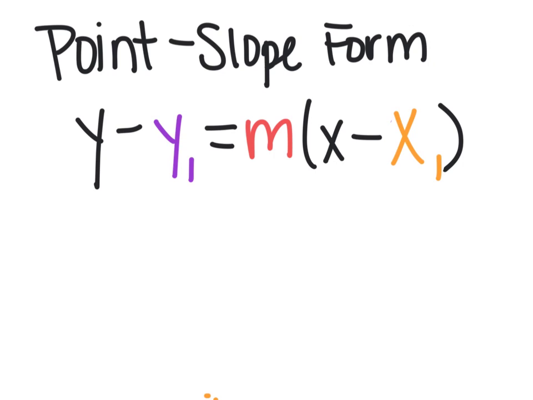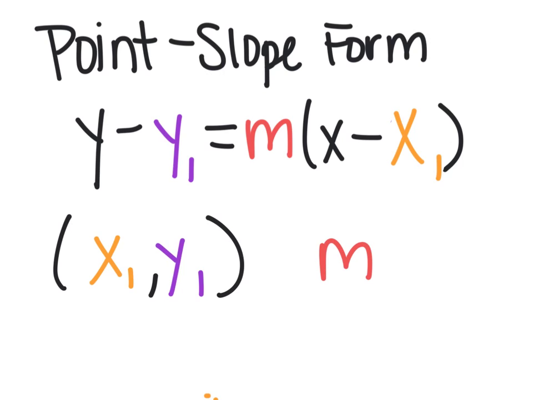Today we talked about what we call point slope form, which is this form here, y minus y1 equals m times x minus x1. The reason that it's called point slope form is because you get two pieces of information. You get a point, which is your x1 and y1 value, and you get a slope, which is your m. So m represents our slope, and x1, y1 represents a point on the graph.